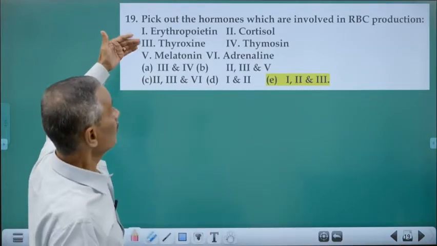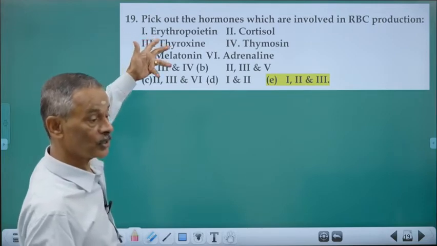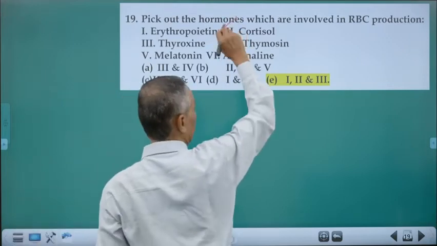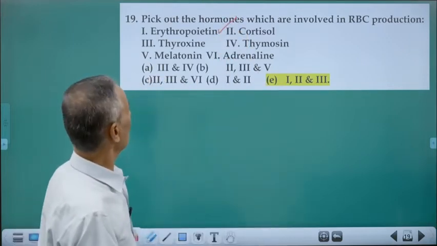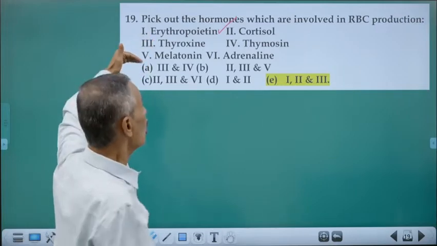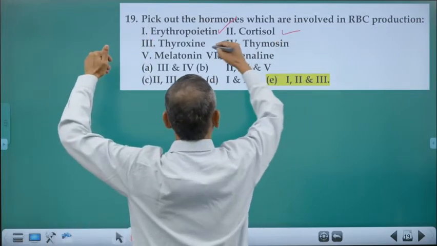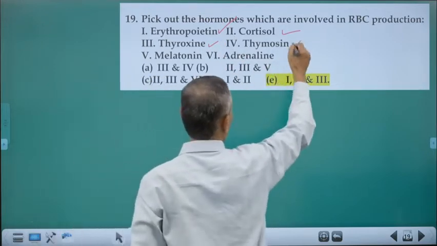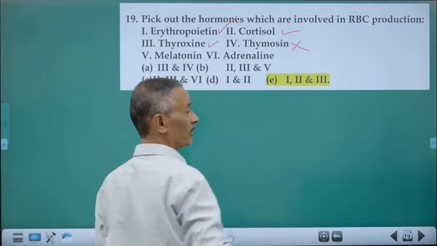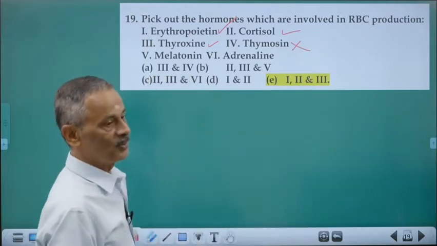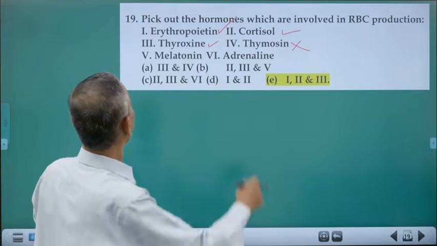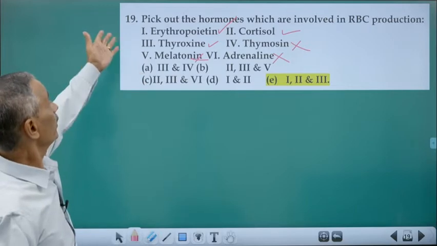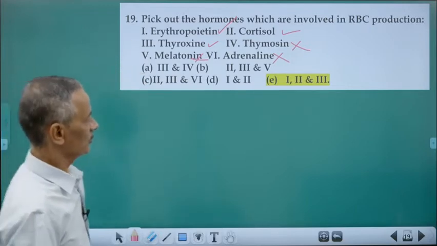Pick out the hormones which are involved in RBC production. RBC production is erythropoiesis. Okay. Erythropoietin is a hormone produced by the kidney. Juxtaglomerular cells are producing erythropoietin, which is mainly involved. Cortisol is also having a role. Thyroxine is also having a role in RBC production, but thymosin is not having a role in RBC production, but in the WBC lymphocytes. Melatonin and no adrenaline. So only 1, 2 and 3 are correct.